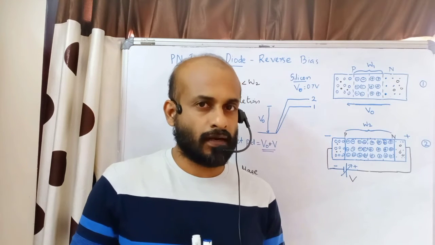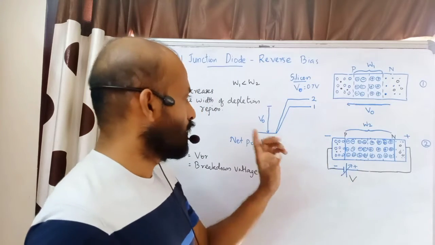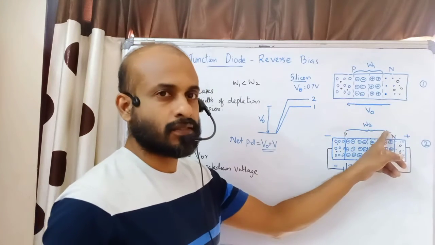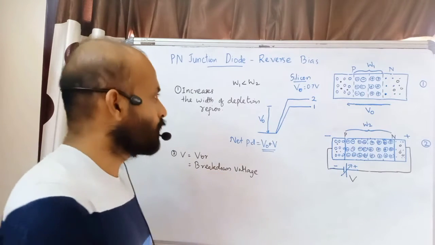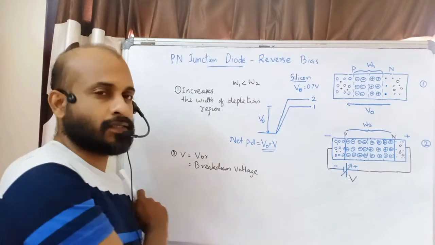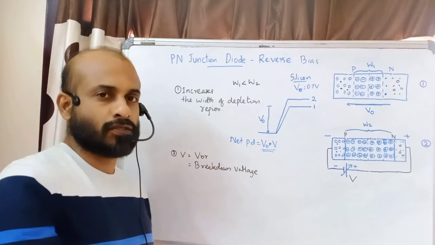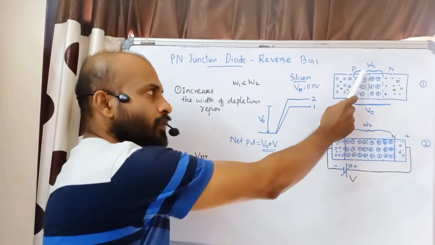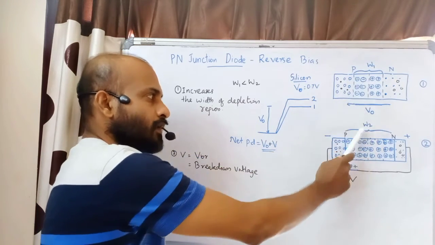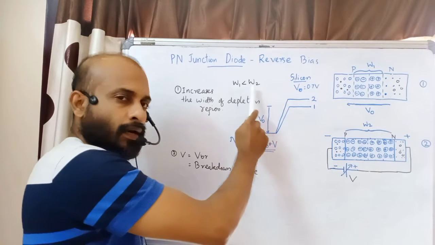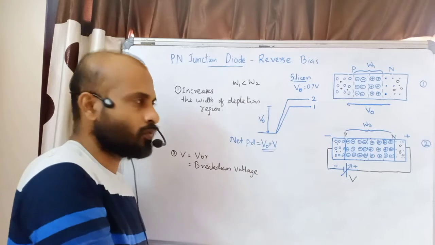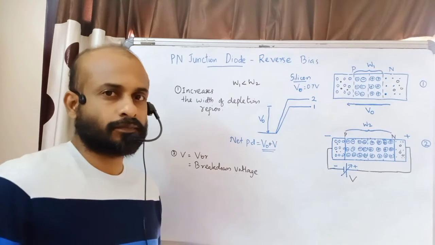Now in short, what we can understand is that the width of the depletion region increases. During reverse biasing, this is the main thing happening: the width of the depletion region increases. If W1 is the width of the depletion region without any bias, and W2 is the width of the depletion region with a reverse bias, how can we compare? W1 will be less than W2. So W2 will be large.